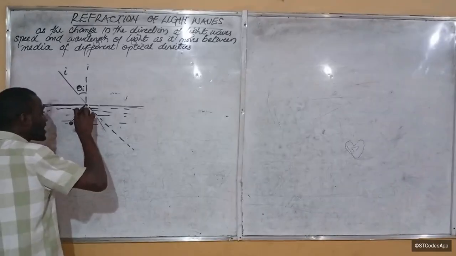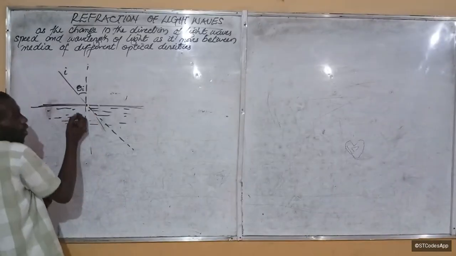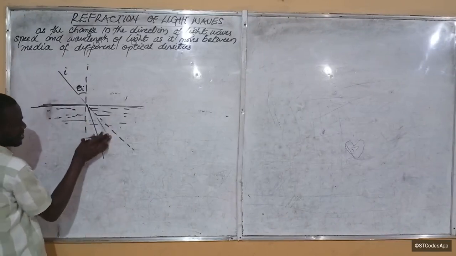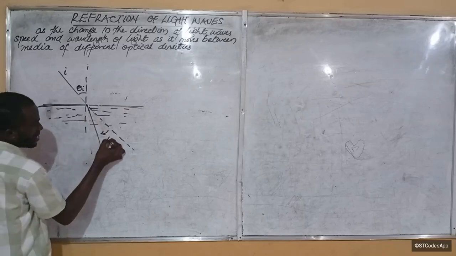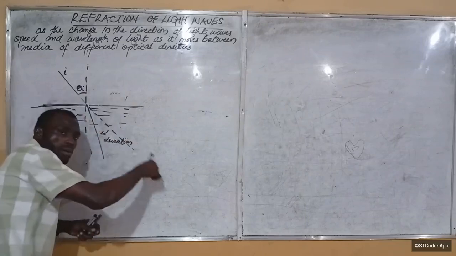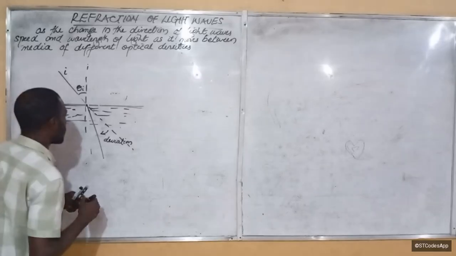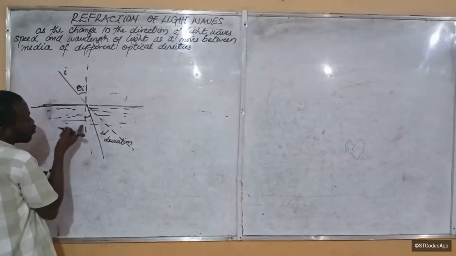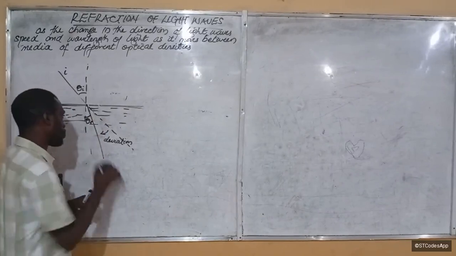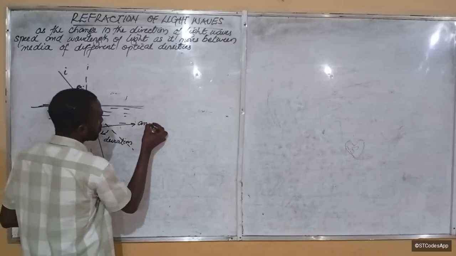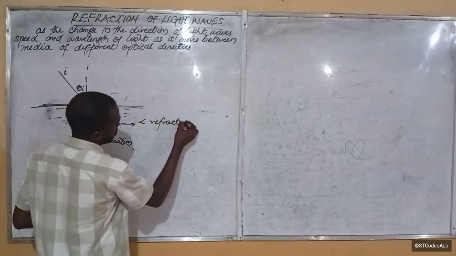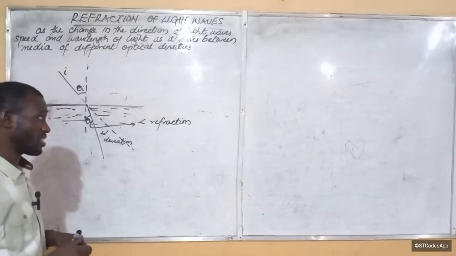But because of the optical density of this water, or glass, it is going to bend a little towards the normal. Do you see? It bends, so it got deviated from its normal course of direction of motion, a little towards the normal. So this is called theta R, or angle of refraction, or refraction angle. I hope this is clear.